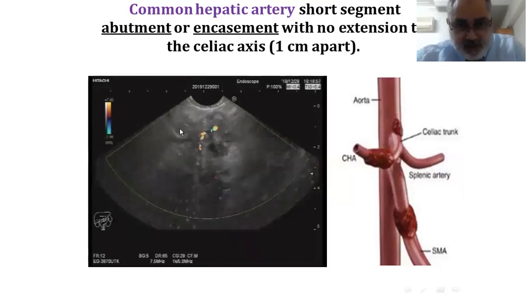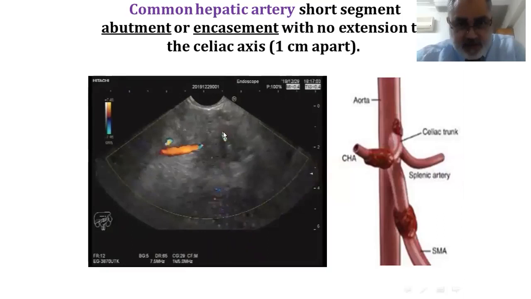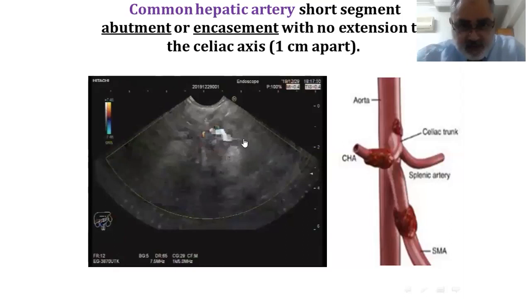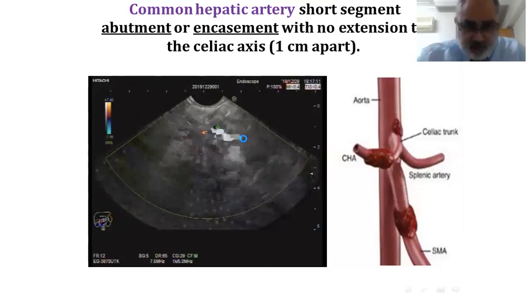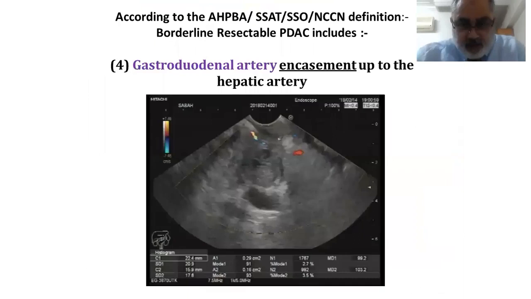Yes, this is the classic common hepatic artery going slightly to the right side of the screen to the hepatic hilum. It is totally encased by the mass till its origin from the celiac axis. Even the celiac axis is involved. So this mass is involving the whole length of the common hepatic artery. So this patient is unresectable.